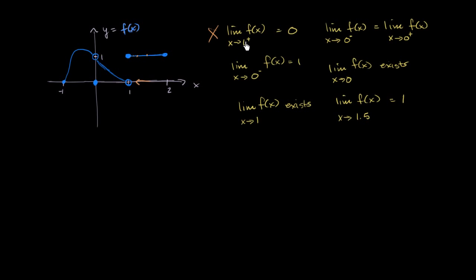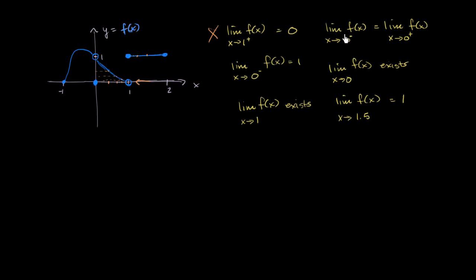This would be true if instead of saying from the positive direction, we said from the negative direction. From the negative direction, the value of the function really does look like it is approaching 0. If we're approaching 1 from the negative direction, when x is right over here, this is f of x. When x is right over here, this is f of x. And we see that the value of f of x seems to get closer and closer to 0. So this would only be true if we were approaching from the negative direction.